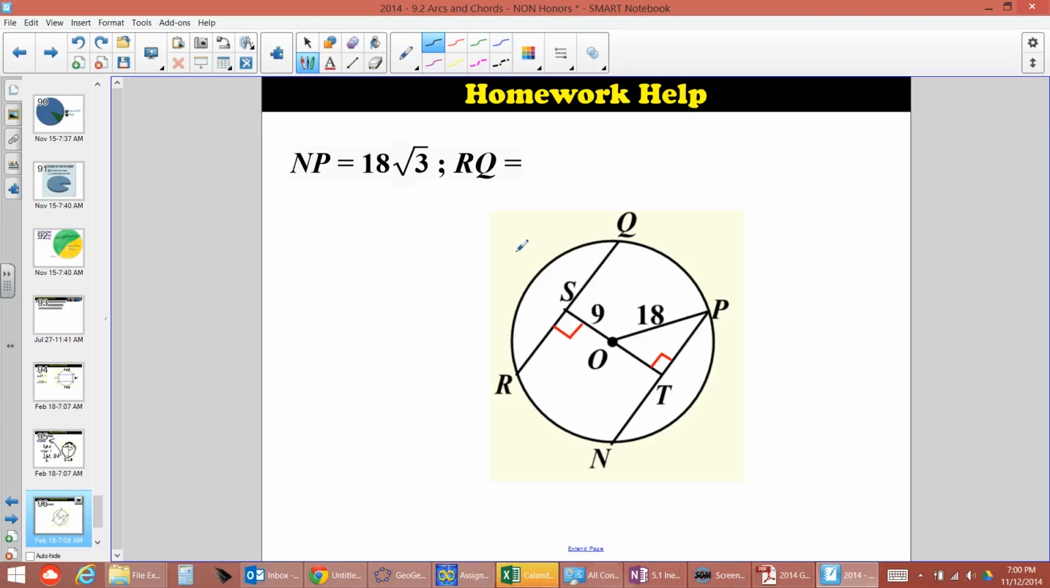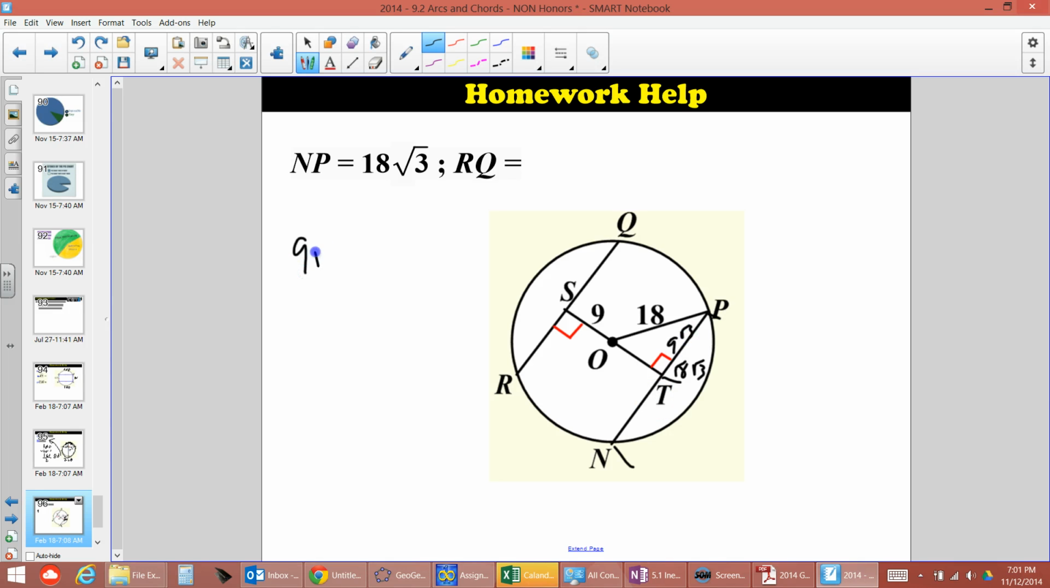We can come here, we can say NP. Ooh, that's a good question. NP right here, this segment is 18 root 3, and I want to know what RQ is. So you might be tempted to just say, well, they're the same. But you have to be able to show me that they're the same. And to show me they're the same, we have to show that they are the same distance away from the center, which means I need to know that this is 9. I don't know it now, but I have to show it. I'm going to show it by doing this: if the whole thing is 18 root 3, then just this part here is going to be 9 root 3.